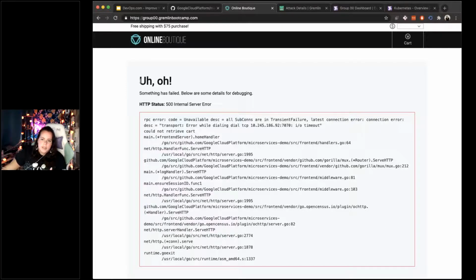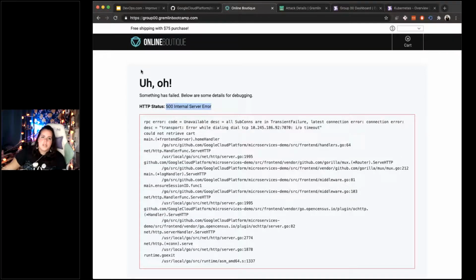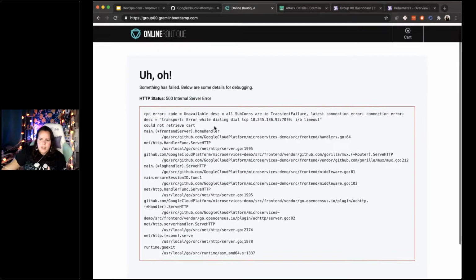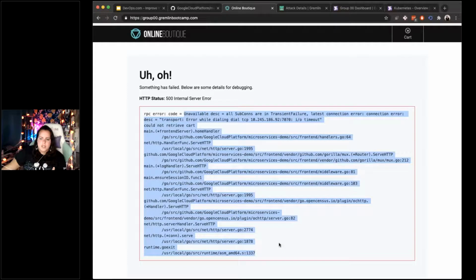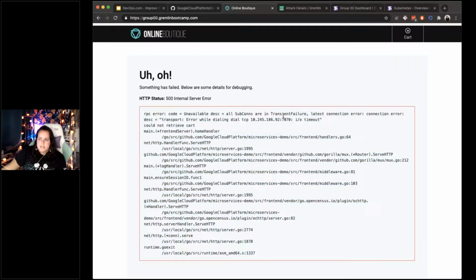And the second win that we get is that this 500 internal server error should not be shown to a user like this. Maybe you would want to have a better error page that the customer is able to understand. But there's also something to be said around a customer being able to see an entire stack trace of this transition failure that happened when it wasn't able to connect.